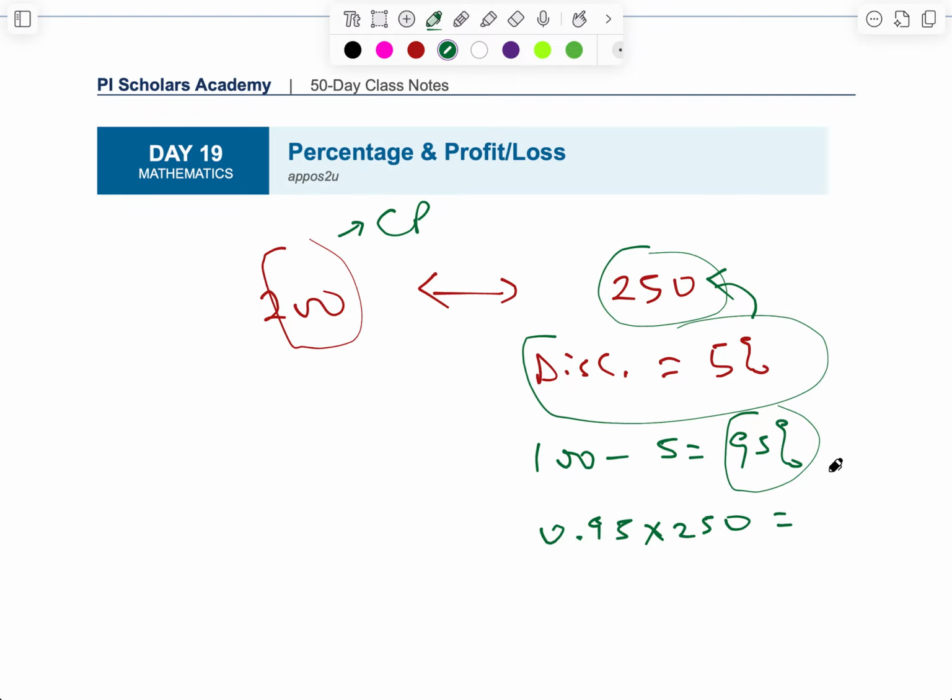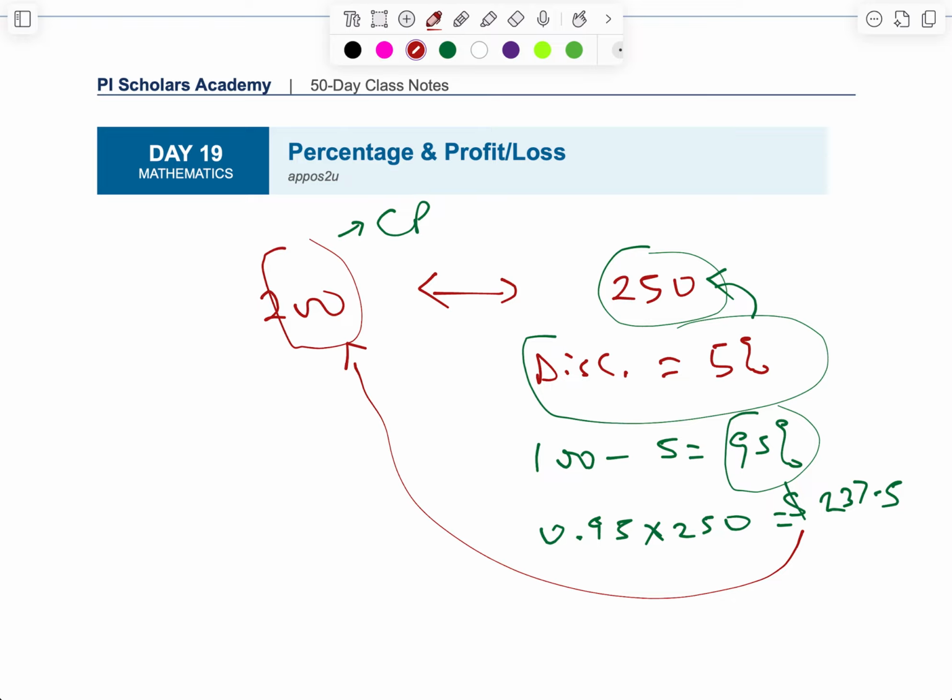And what's 0.95 multiplied by 250? That's 237.5 USD. Now you can see that this 237.5 USD is still greater than your cost price. So you will still make profit in this case. So discount does not necessarily mean that you are losing money.